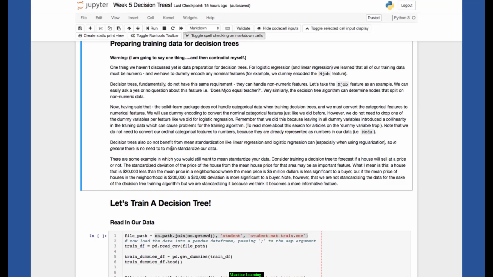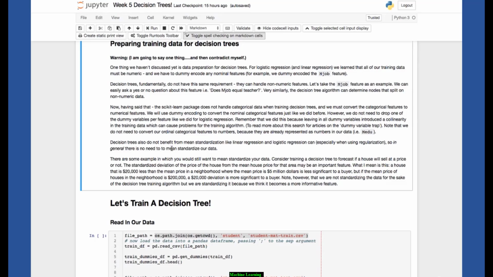Another example is, let's say you have a model and the purpose of the model is to forecast if a house will sell or not. And one of the features might be the deviation of the listed price from the mean price of that area. So if the mean price for the houses in an area is 400,000 and this is listed at 440,000, then it's 40,000 more than the mean price, and that might have some effect on how easily it sells.